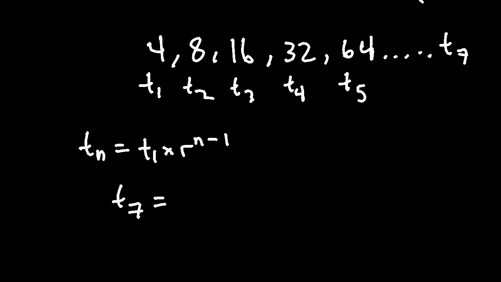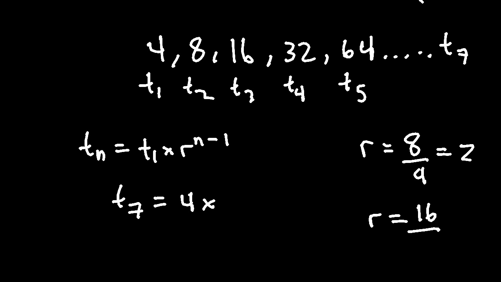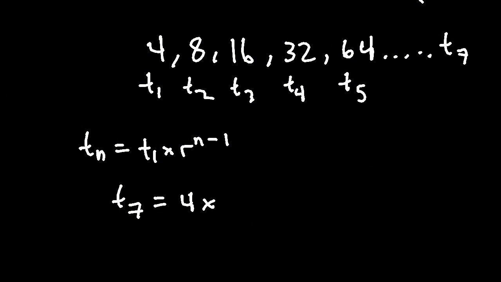T7 equals 4 times the common ratio. R is the common ratio, which in this case you'd get by dividing term 2 by term 1. So it'd be 2. You could also get it by dividing term 3 by term 2, which is 2 again. So in this case the common ratio is 2.